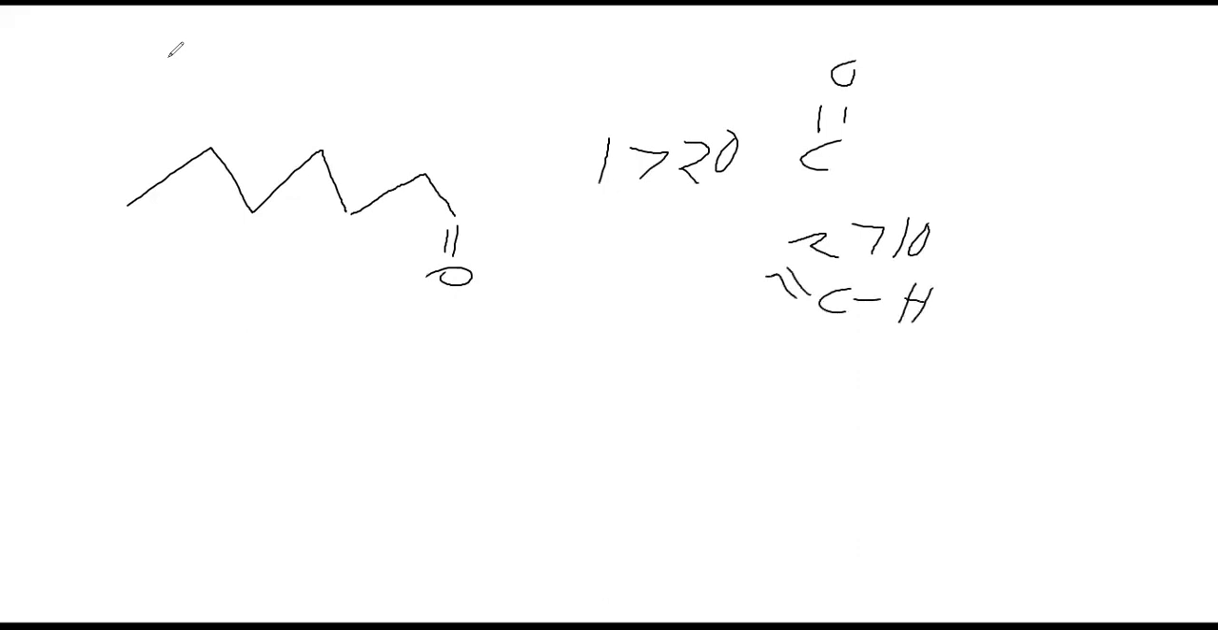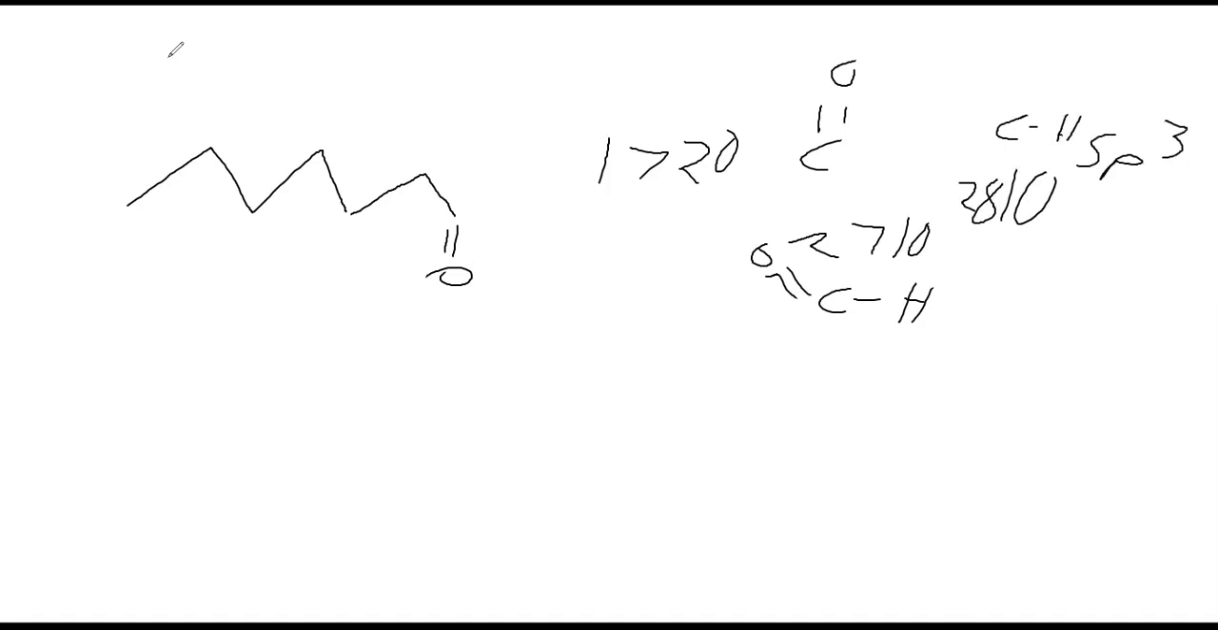But the students all got this wrong. They all did not see the expected peaks of 1720, which is our C double bond O. They didn't see the 2710, which is our CHO peak. And they didn't see the 2810, which is our basic CH.